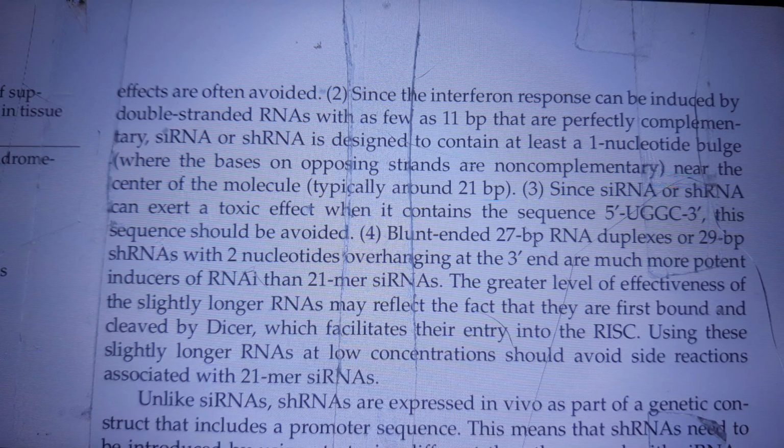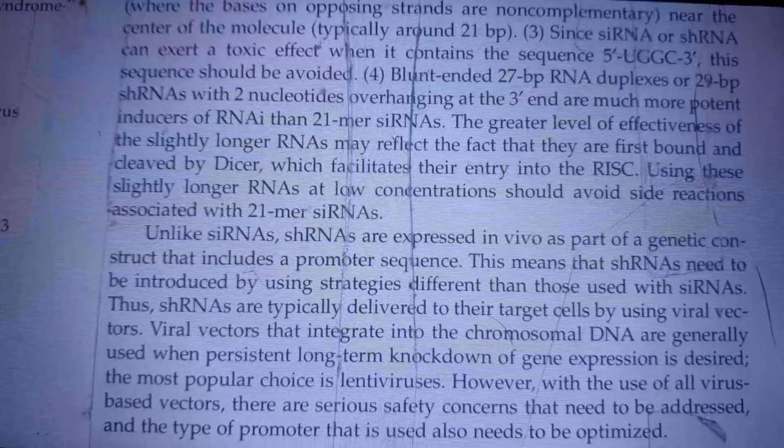3. Since siRNA or shRNA can exert a toxic effect when it contains the sequence 5' UGGC 3', the sequence should be avoided. 4. Blunt-ended 27 bp RNA duplexes or 29 bp shRNAs with two nucleotides overhanging at the 3' end are much more potent inducers of RNAi than 21-mer siRNAs.